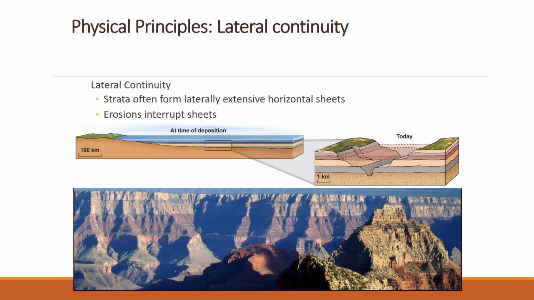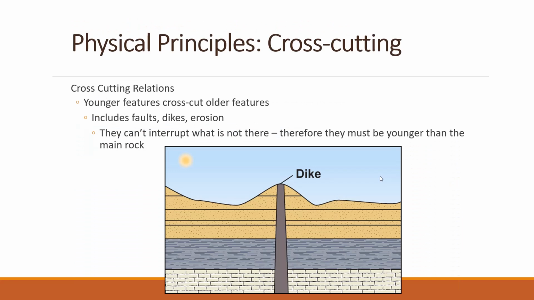Another physical principle is lateral continuity. So this means that strata form laterally extensive horizontal sheets, not streets. So basically, things will lay down in a flat horizontal sheet. If we see an interruption, that means that we've removed material. So what we see here is that when we have these canyons, we have the same material on either side. Well, that material used to connect. It's since been removed. Most of these principles are fairly simple to think about, but they were actually very profound when they were first proposed by people like Hutton.